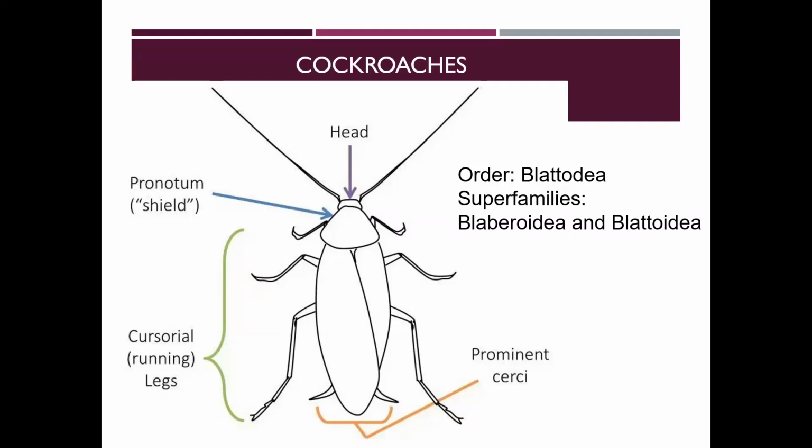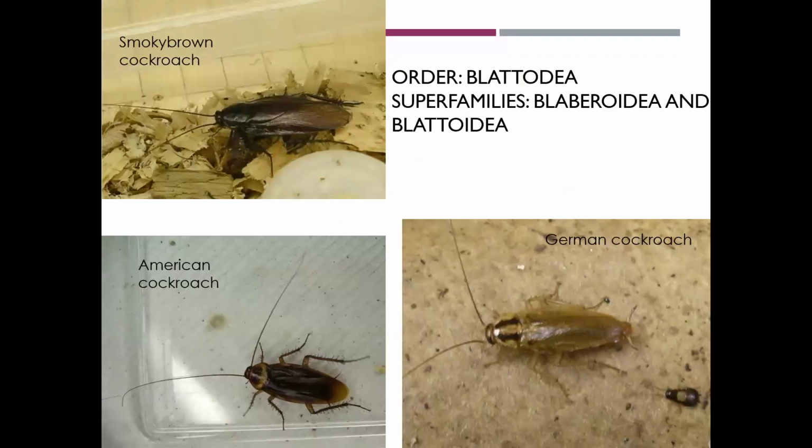Essentially, everything about a cockroach is specialized for them to run. So those cerci are able to pick up air currents. So if you're trying to step on one, they can feel that and they can take off running. Their legs are specialized for running. They are low to the ground with kind of a flattened body that allows them to get into small spaces. They're just really, really cool insects. I absolutely love them. So these are the common cockroaches that you will come across.